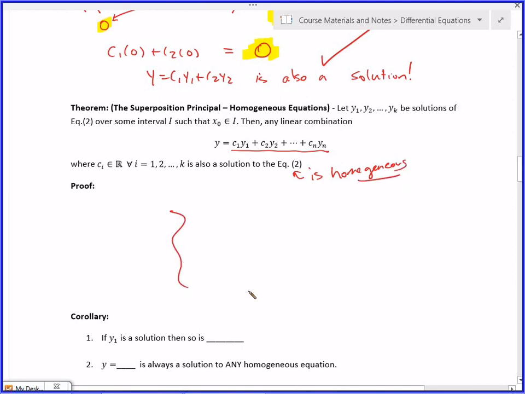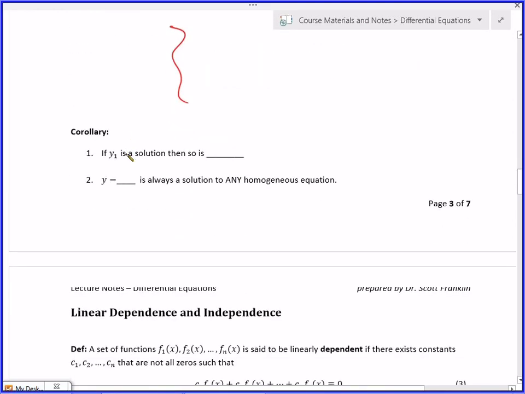Proof skipped. I don't want to go through it. I'm running behind on time. Omit for time's sake.